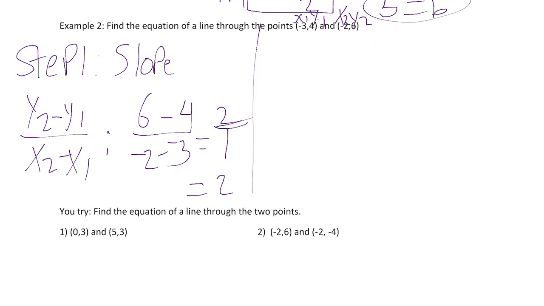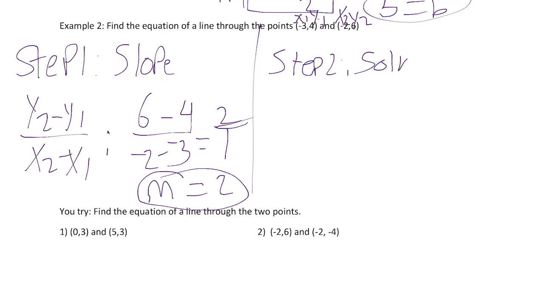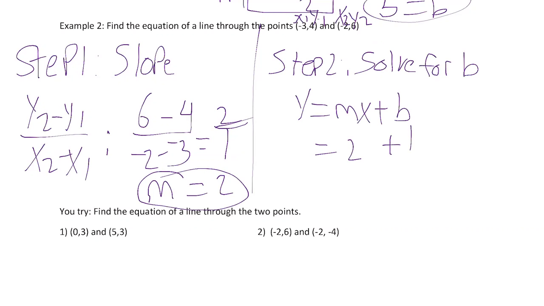It's helpful to simplify your slope, because it's going to make this next step a little bit easier, where you're finding your y-intercept. So first step, find your slope like we have been. Step 2, we want to solve for b. Basically, we're going to substitute anything we can into this formula, y equals mx plus b. I know my slope is 2. We just figured that out. We don't know what the b is.